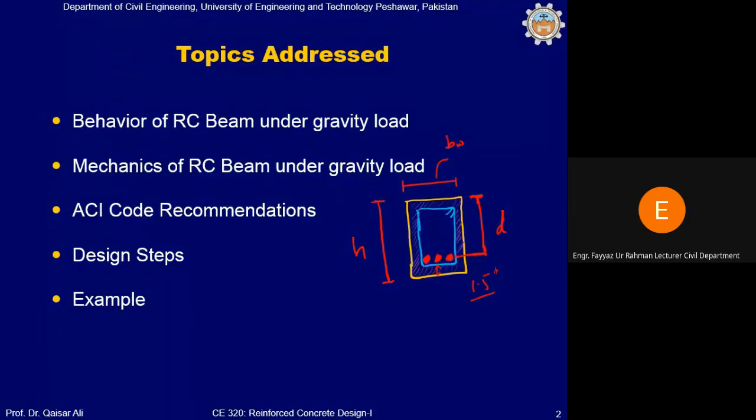So how to calculate this distance? For example, this distance is denoted by DC. So your effective depth D will be equal to H minus DC. Now this DC is equal to 1.5 inch, which is the clear cover, plus dia of the stirrup, and plus half dia of this longitudinal bar, which we have provided as a tensile reinforcement.